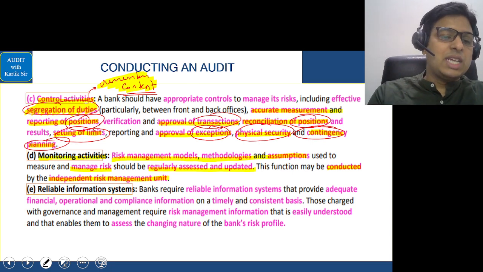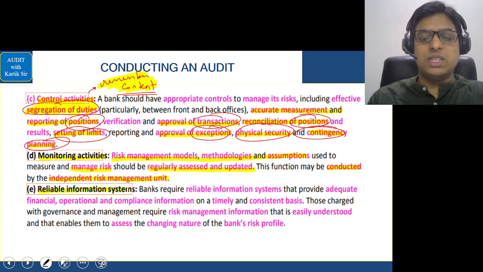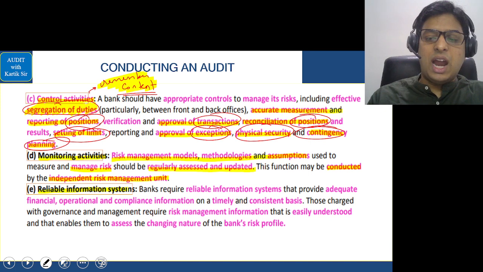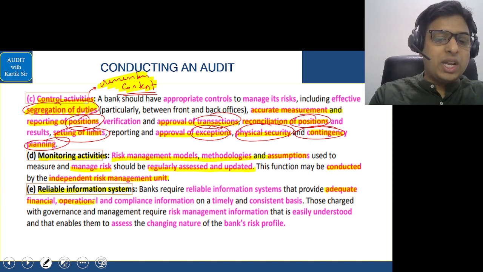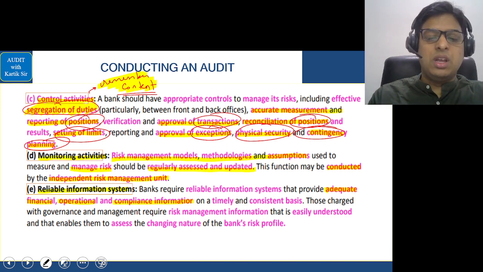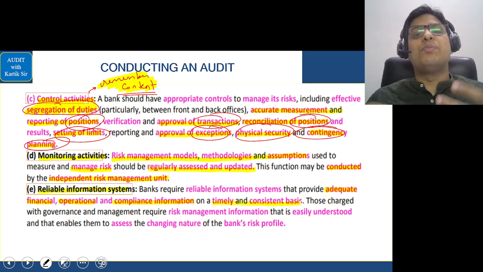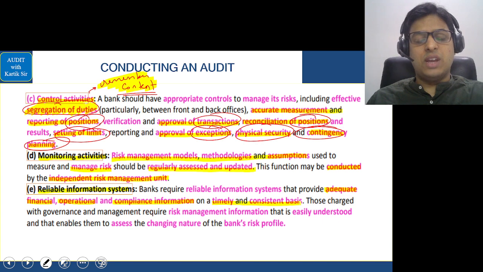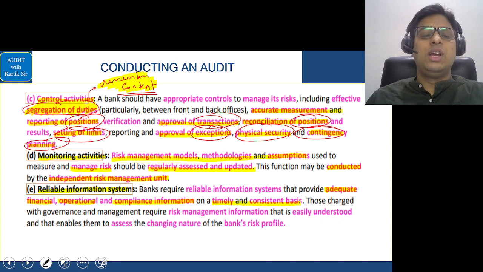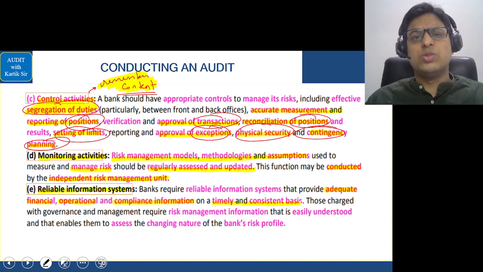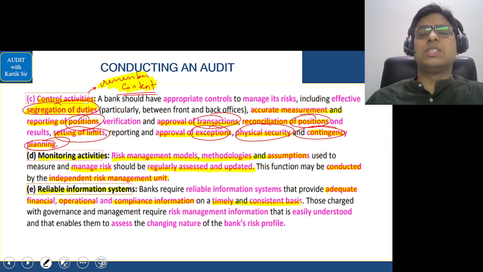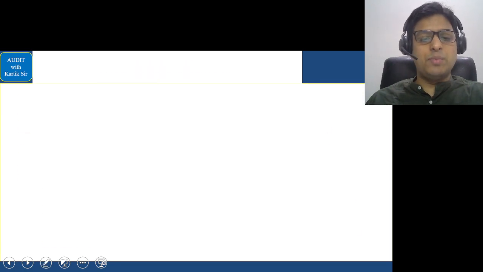Okay. Next is reliable information system. What have they given here? See this. The bank should have adequate financial, operational, and compliance information so that the information is given on a timely and consistent basis. So the bank software should be top class. Okay, if the software is not very good, then you'll understand the bank will keep on facing a lot of issues. Comfortable? That completes this area in relation to risk management process.